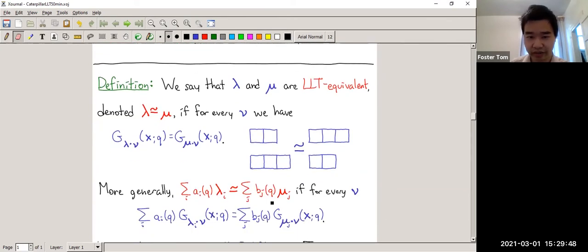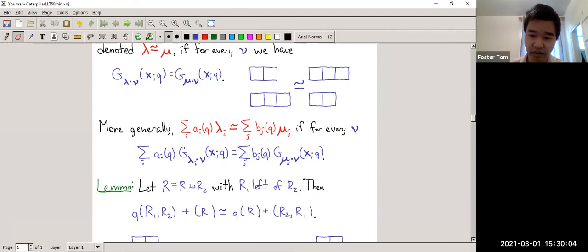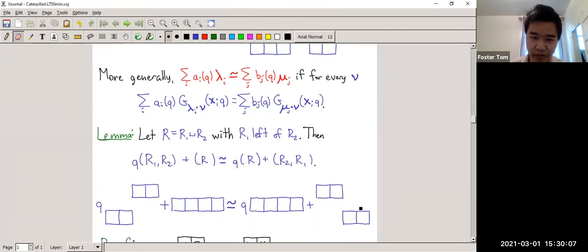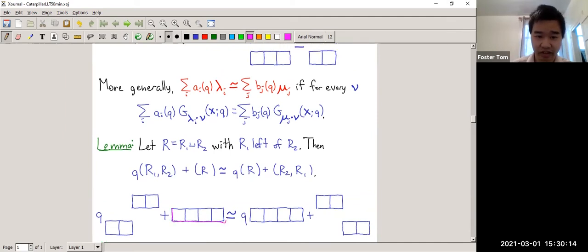More generally, if I have a formal linear combination of shapes, we can ask the same question whether the corresponding combination of LLT polynomials is equal, even if we append a fixed collection onto all of the shapes. So this might look a bit confusing, but I'll demonstrate what this looks like in this example. If I have a row like this, and I just break it up at some point, I claim that I have this LLT equivalence of these shapes.